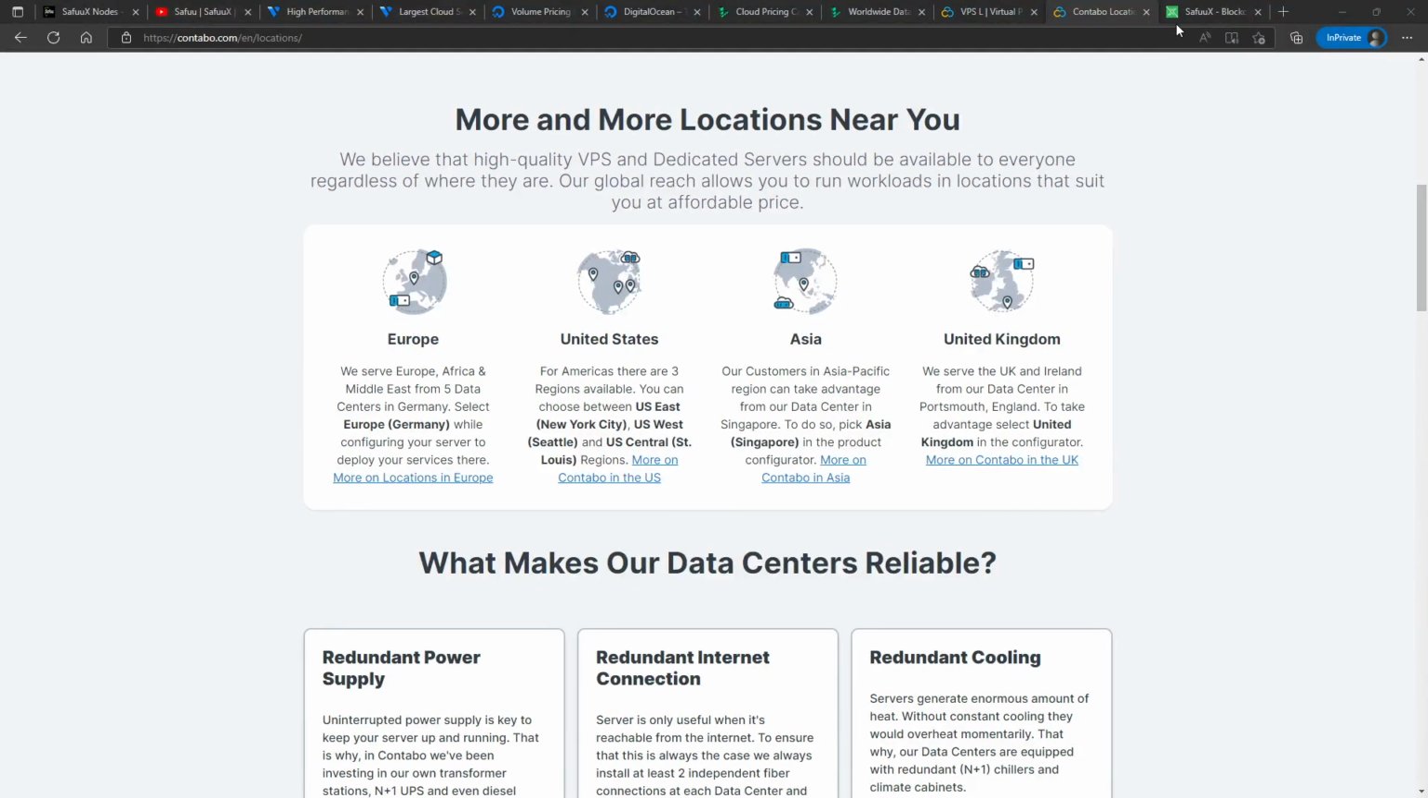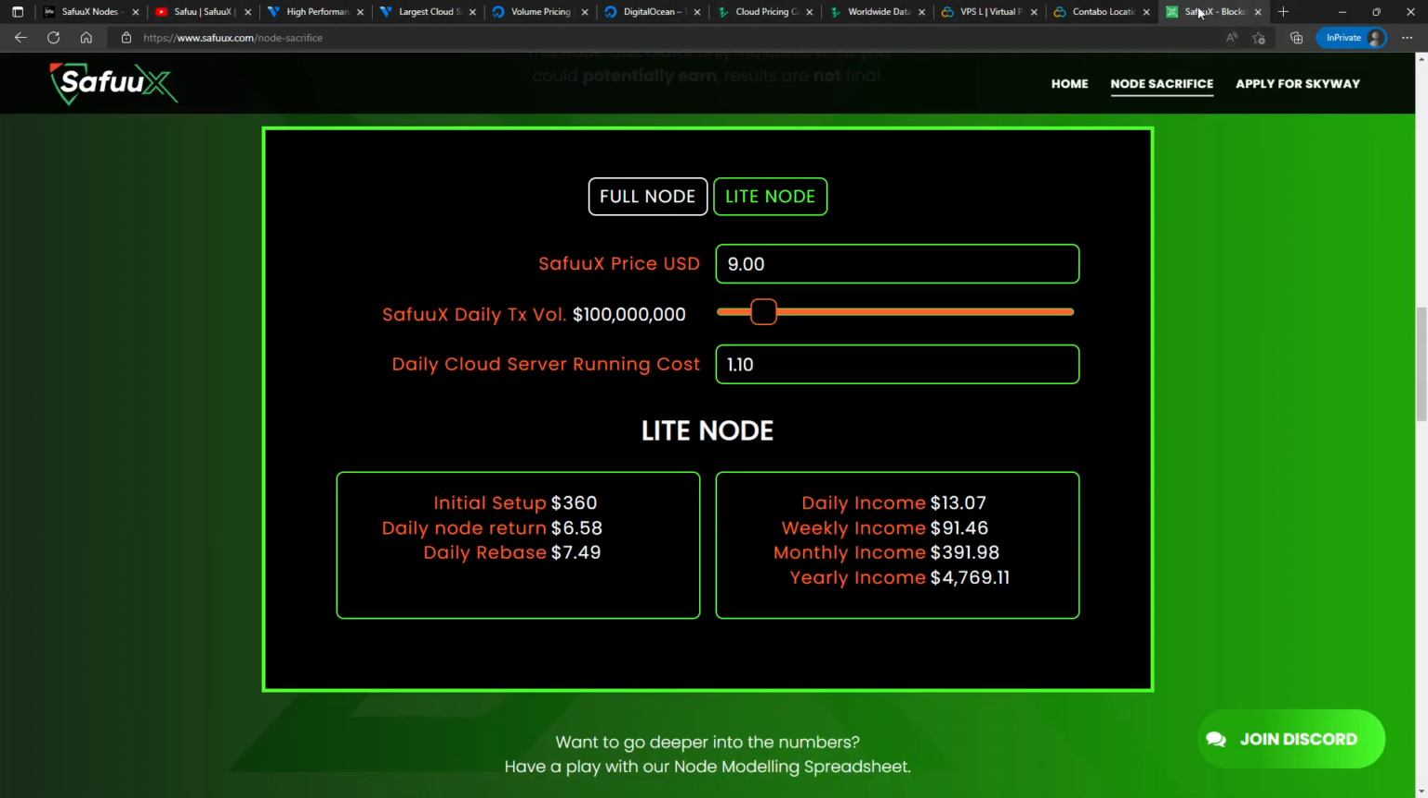All right, the last part of this video is I'm going to jump across to the SafuuX.com site, and I'm going to look at the Linode calculator because that was the focus of this video, for people that are thinking about getting 1 to 3 Lite nodes and what those costs look like, and is there a cheaper option out there. I'm going to leave the $9 launch price, and also I'm going to leave the 100 million on daily volume. And I'm going to play with this daily VPS cost here.